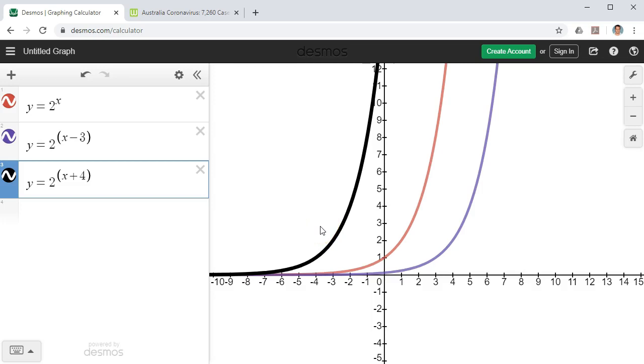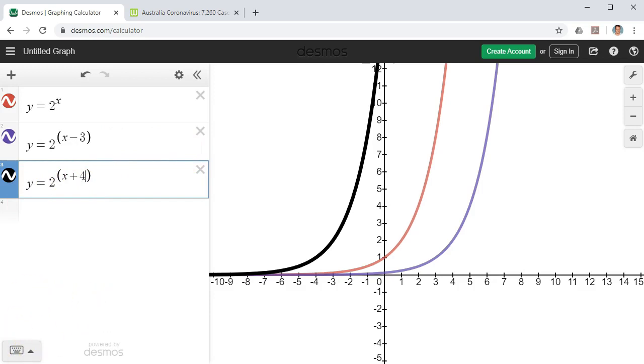Now this can be a little confusing sometimes because it seems to be the opposite of what you think it would be. Subtracting, you would think, would move it to the left, and adding, you would think, would move it to the right. But it's actually the opposite of what you think it should be. Subtracting moves it to the right, and adding moves it to the left.